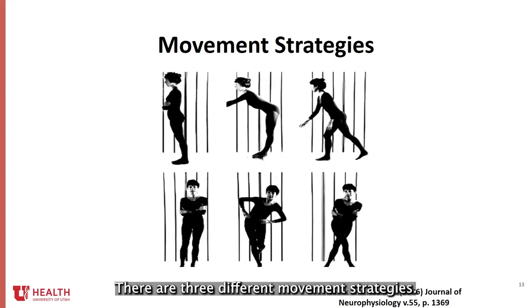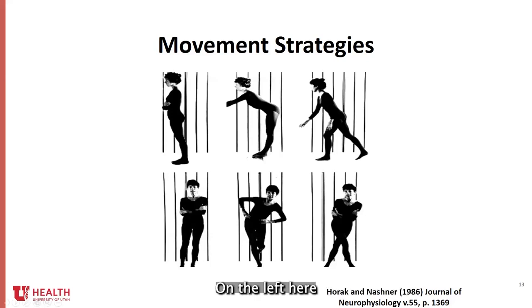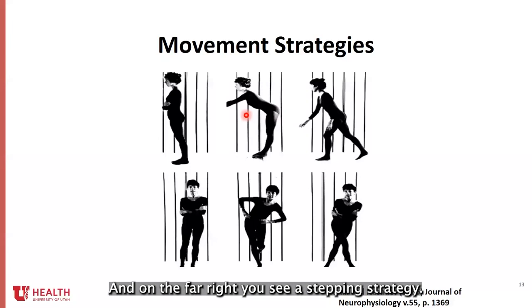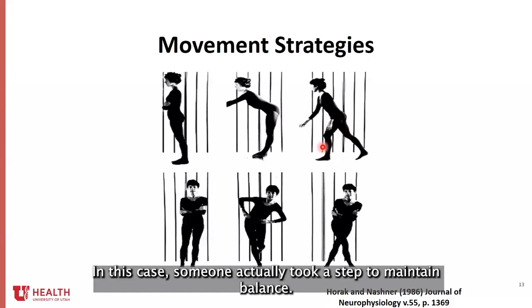There are 3 different movement strategies. On the left here is illustrated an ankle strategy. This person is moving about their ankle and they're swaying back and forth. In the center is called a hip strategy. You can see that this person is oscillating about their hip. On the far right, you see a stepping strategy. In this case, someone actually took a step to maintain balance.